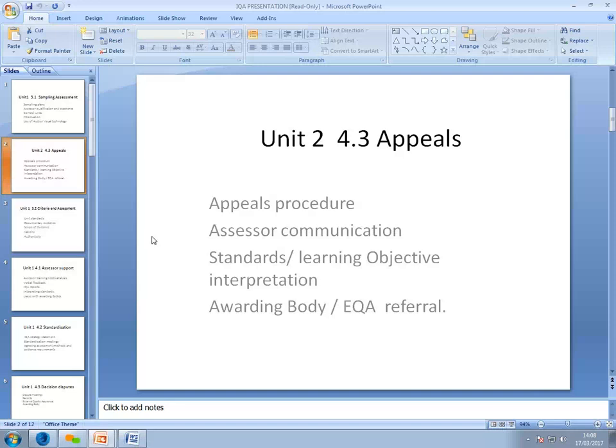It's getting more muddied now with this pass, merit and distinction, which I don't agree with, because it then muddies the water as to what standard. Is it a pass? Does it reach the standard for a merit, or does it reach the standard for distinction? It's a moot point.